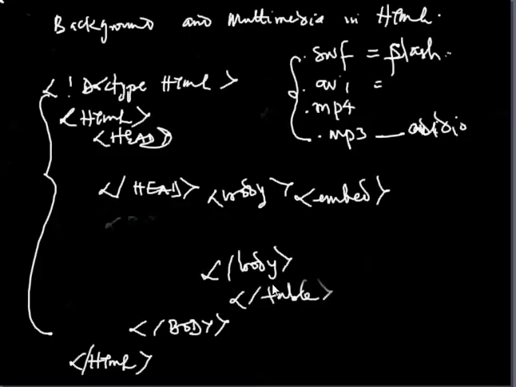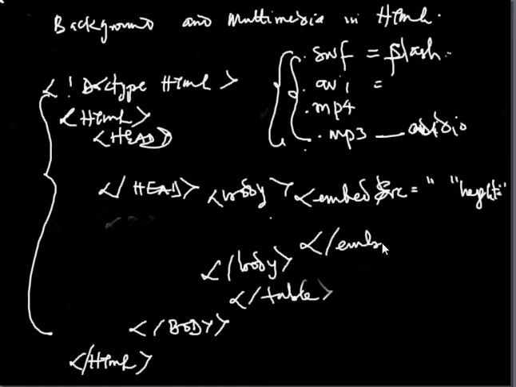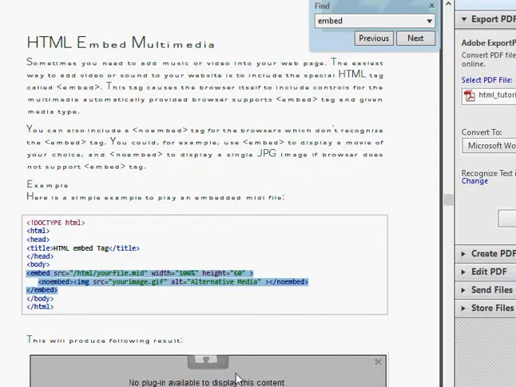Okay. So we can have the source or location of the video, the height, attributes of the embed, height of what we want to embed into the HTML, and we can also close the embed. Let's look at this. This is what we're trying to do here.